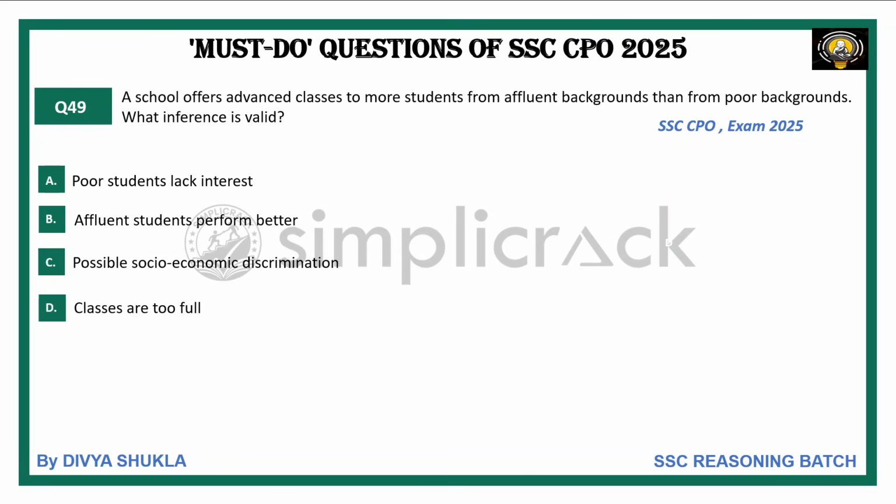A school offers advanced classes to more students from affluent backgrounds than from poor backgrounds. What inference is valid? Possible socio-economic discrimination.